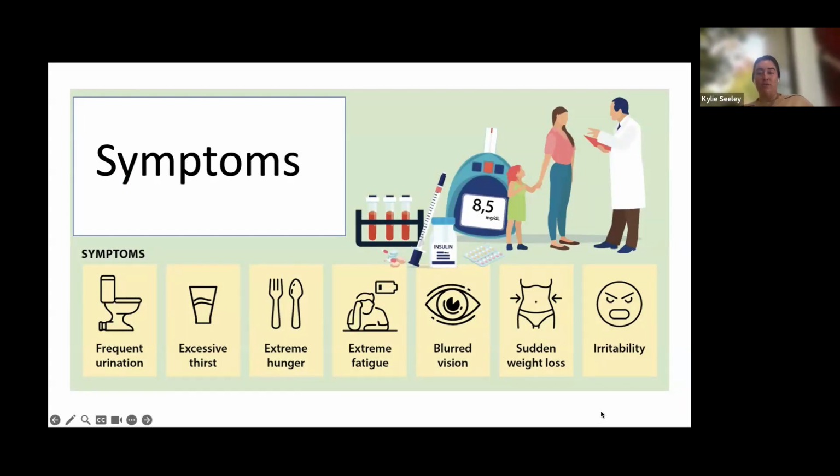which makes us pee more. And so that's why kids will often have frequent urination and thirst and often become dehydrated early on if they have diabetes and they aren't yet diagnosed.